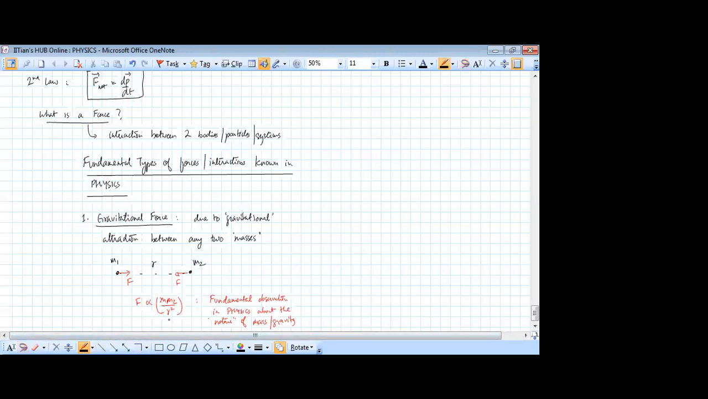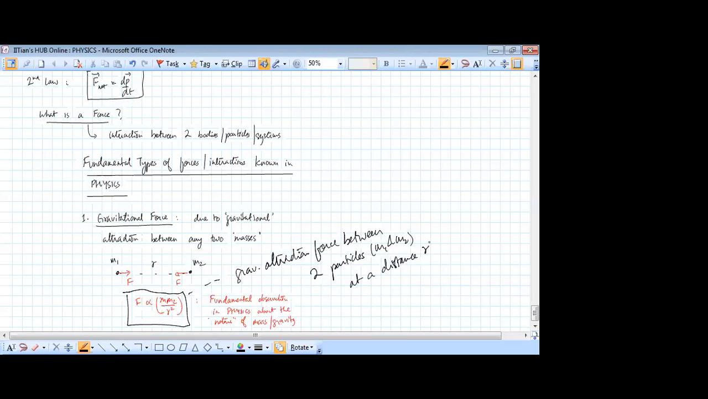Denominator of this, it is r to the power 2, where r is the distance between the two particles. This is the gravitational force. This is the gravitational attraction force between two particles of mass m1 and m2 at a distance r.